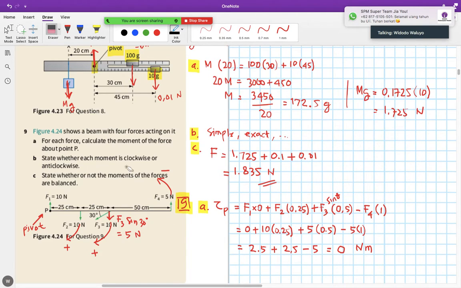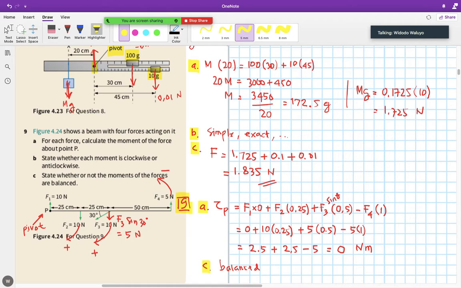So on the C, this is balanced. Why? Because the total torque equals zero. We found the total torque on the point P equals zero. So it is neither clockwise nor anti-clockwise, because it is zero. It stays still.